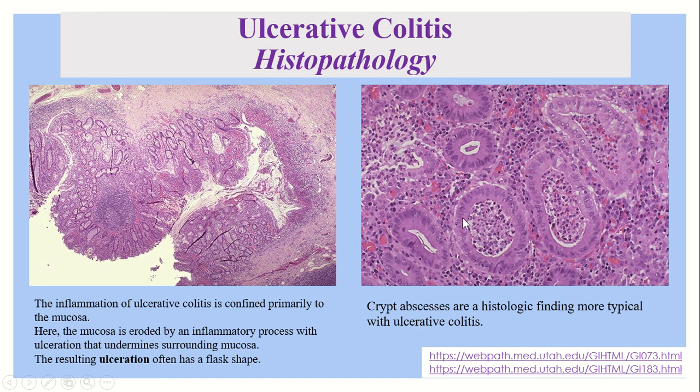And under the high power, we see the crypt abscesses. This is the histological finding more typical of ulcerative colitis. Crypt abscesses are the accumulation of neutrophils inside the lumen of the crypts. You see here.